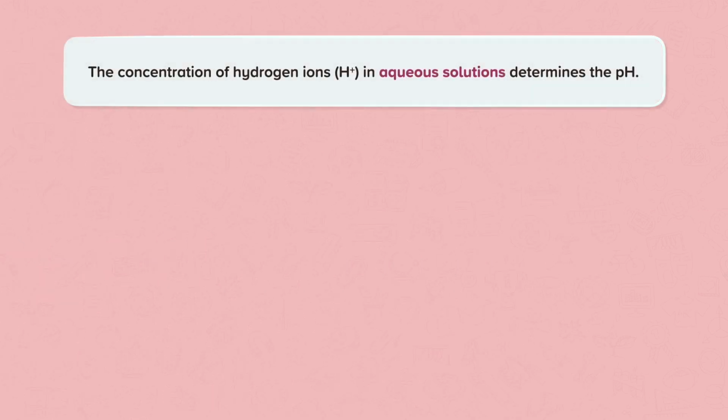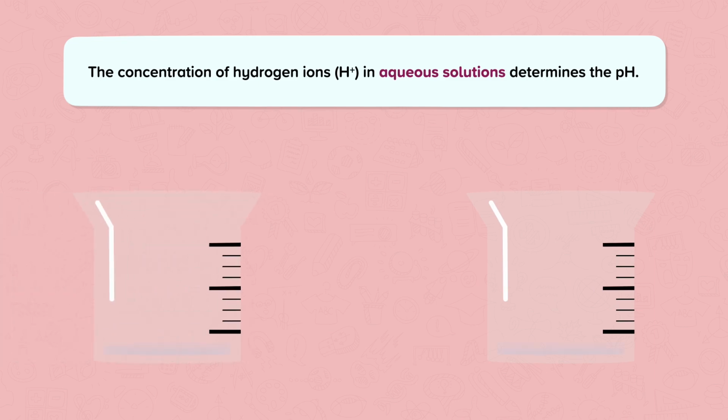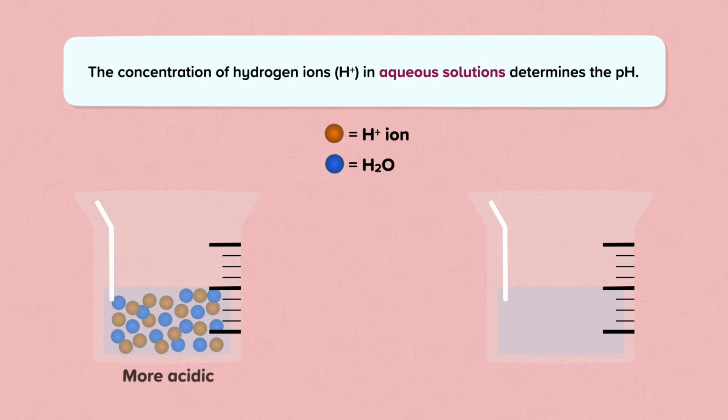The concentration of hydrogen ions in aqueous solutions determines the pH. The greater the number of hydrogen ions in solution, the more acidic a substance is, and the lower the pH will be. The beaker on the left has a greater concentration of hydrogen ions compared with the one on the right, so it therefore has a lower pH value.